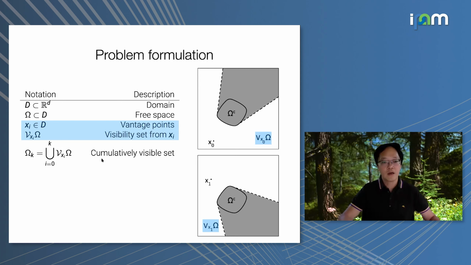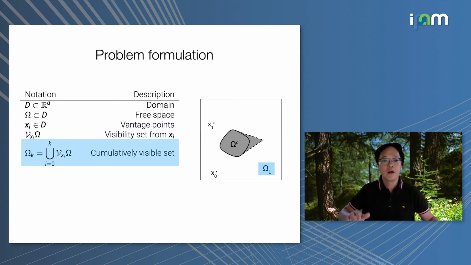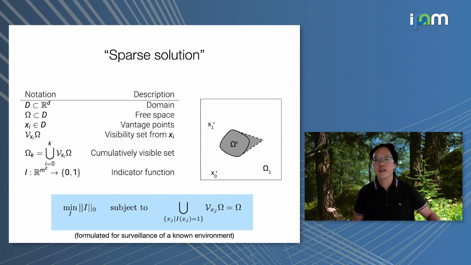Okay, so this is the setup and the notation that we're going to use. These visibilities are inferred from the depth information as illustrated here. In this talk, we always assume, for simplification, that we have the depth information available in every possible direction. So this is the cumulative visible set. If one places two sensors, X0 and X1, at these locations, then collectively, what cannot be seen from these two sensors is the gray area like that. And of course, it's not hard to imagine that if we keep placing sensors, taking observations of the environment, then the gray area will shrink. And eventually, nothing will change anymore because you cannot penetrate through the obstacles.